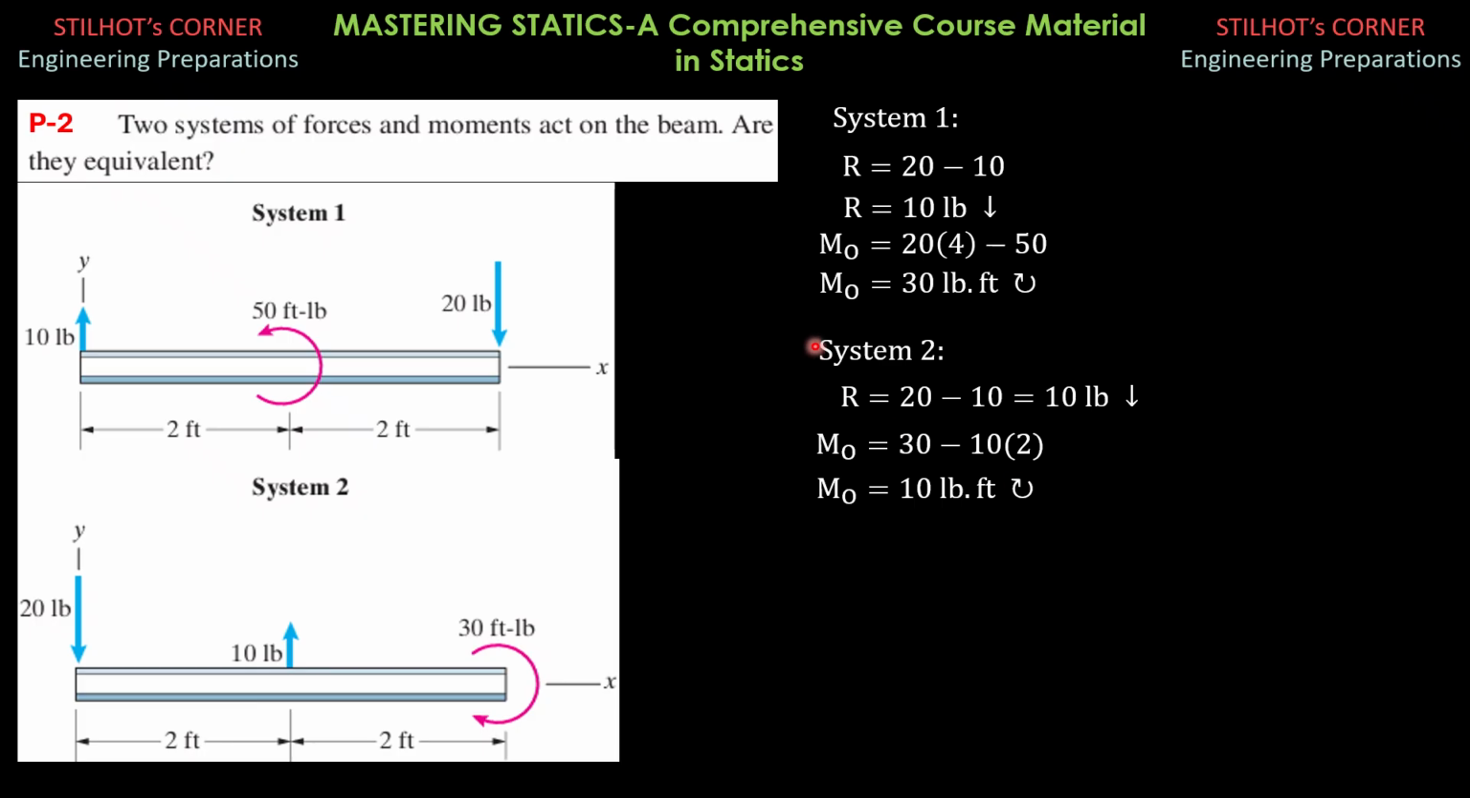clockwise, but the magnitude is different. Therefore, systems 1 and 2 are not equivalent. So that's the conclusion. For the systems to be equivalent, both the resultant as well as the resultant moment or couple must be equal.